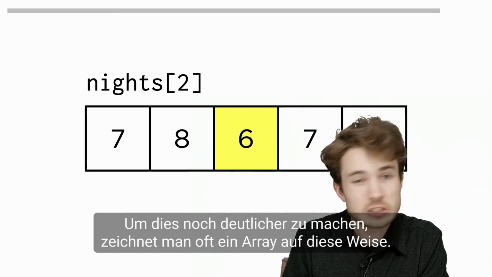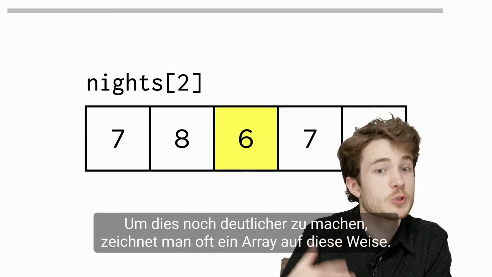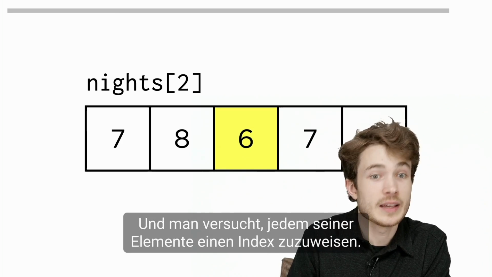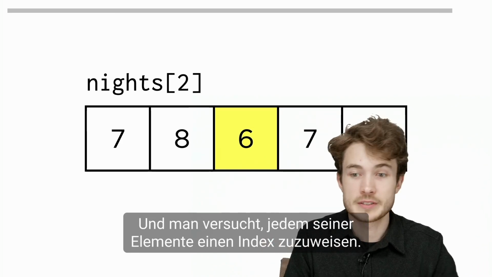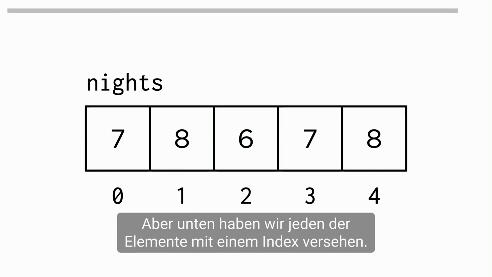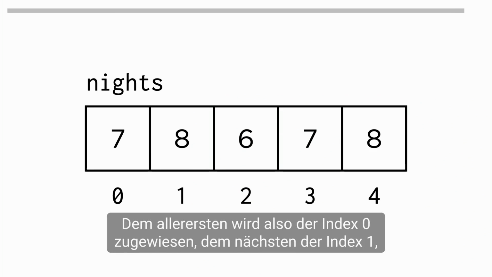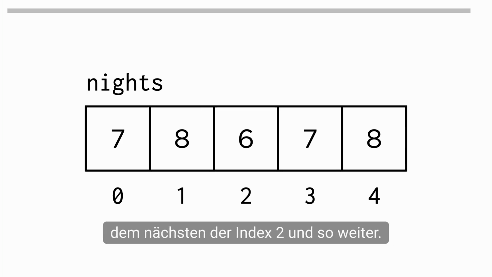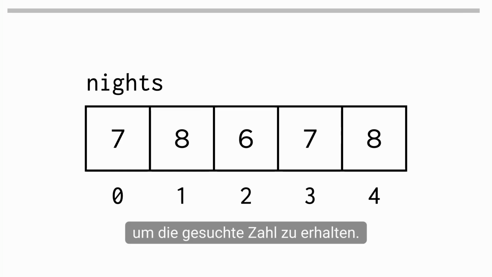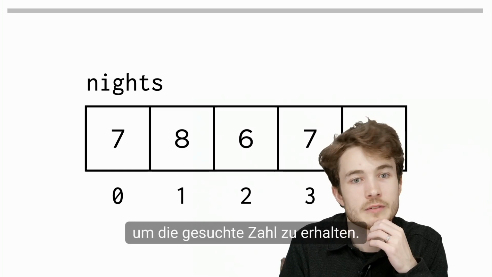So to make this a little more apparent too, you might often draw out an array, and you might try to assign an index to each of its elements. And for instance here, we have this same nights array, but down at the bottom, we've indexed each of the elements. So the very first one is assigned the 0 index, the next one the 1 index, the next one the 2 index, and so on. So we could use nights bracket any of these numbers on the bottom to get whatever number we're looking for.